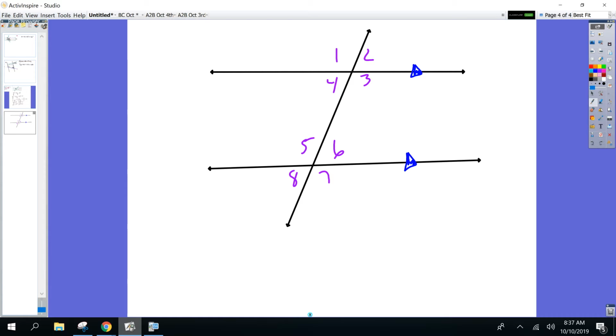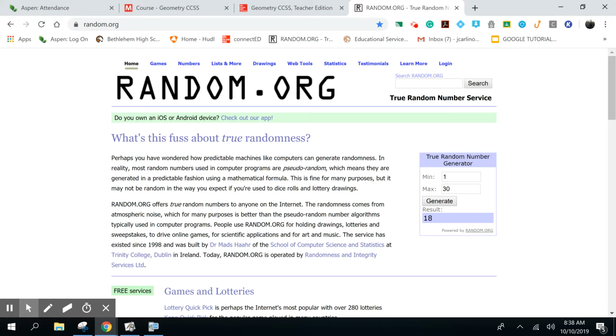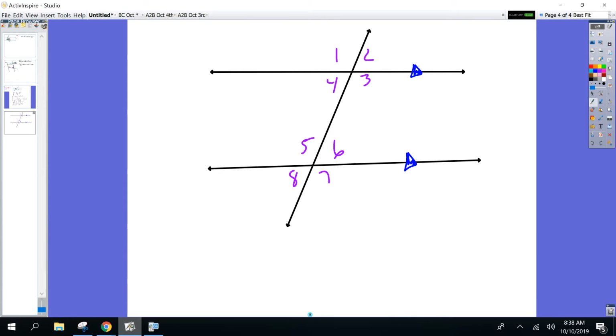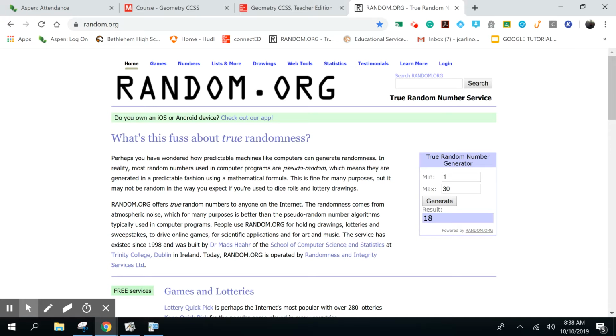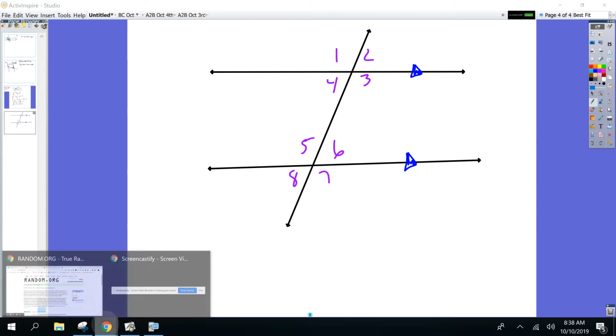4 and 5. 4 and 5 are what type of angles? Same side interior. What do I know about same side interior? Supplementary. 1 and 7. 1 and 7.